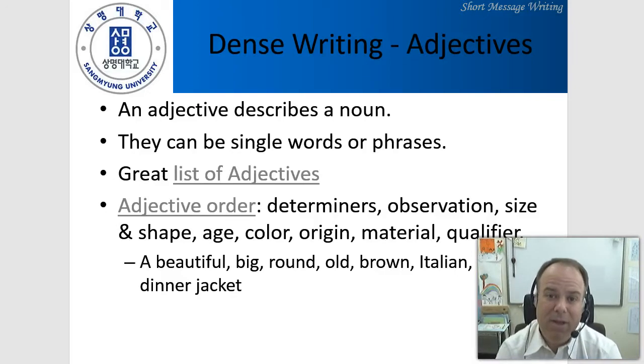Okay. Now, you will almost never use all of those adjectives here. But in case you use a few of them, you just want to make sure that you know what the order is going to be.